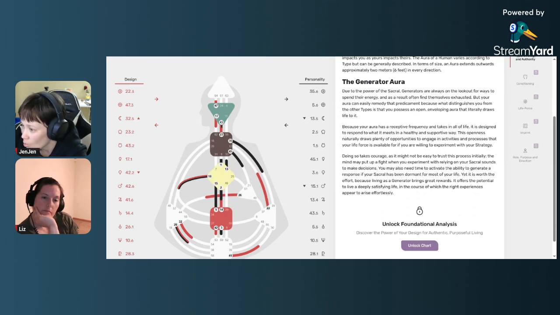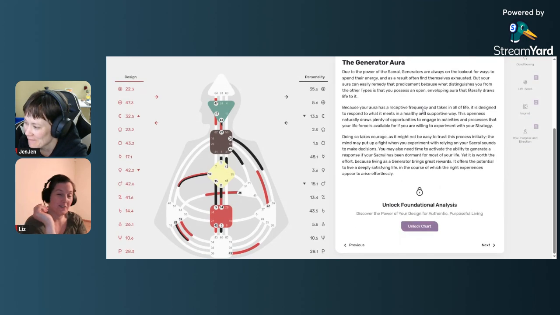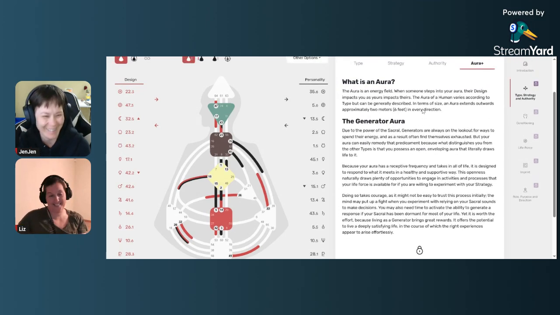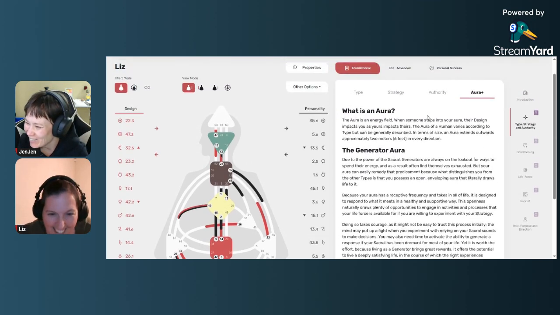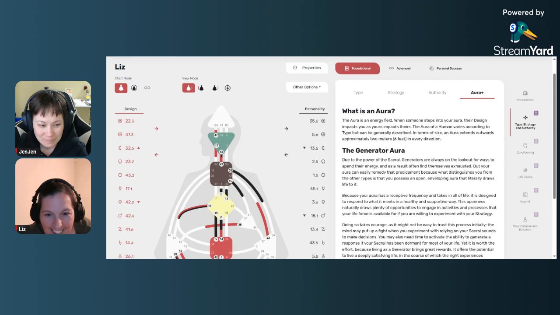And then yours, due to the power of the sacral, generators are always on the lookout for ways to spend their energy, and as a result, often find themselves exhausted. But your aura can easily remedy that predicament, because what distinguishes you from the other types is that you possess an open, enveloping aura that literally draws life to it. Interesting. Like a freaking magnet. Yeah, like a magnet. I have to figure out how to turn that on. Oh man. But yeah, so I think we'll stop there.